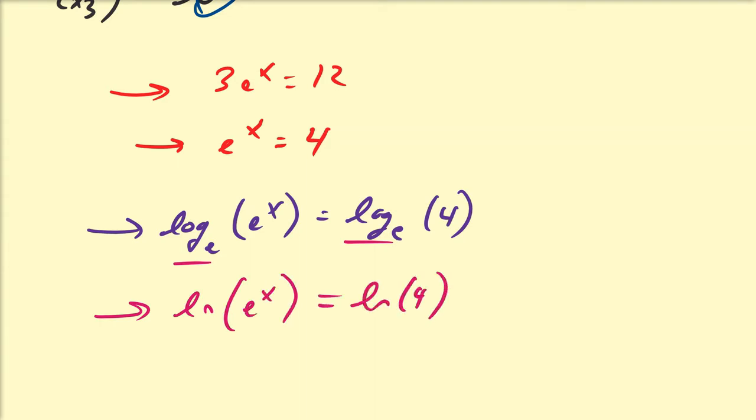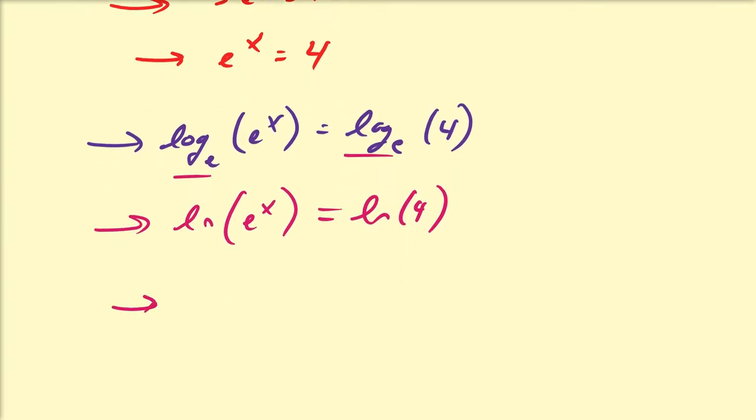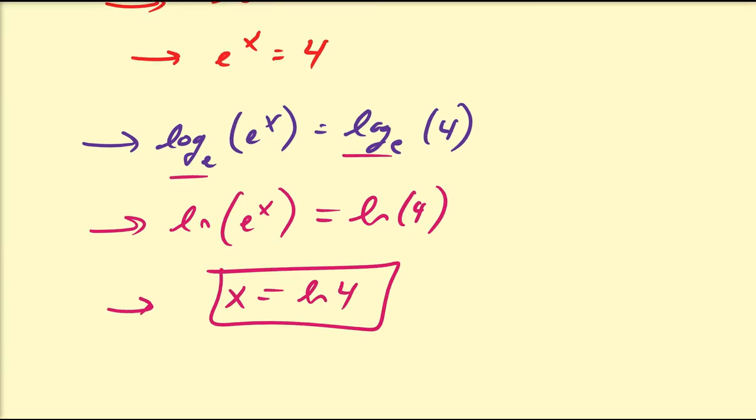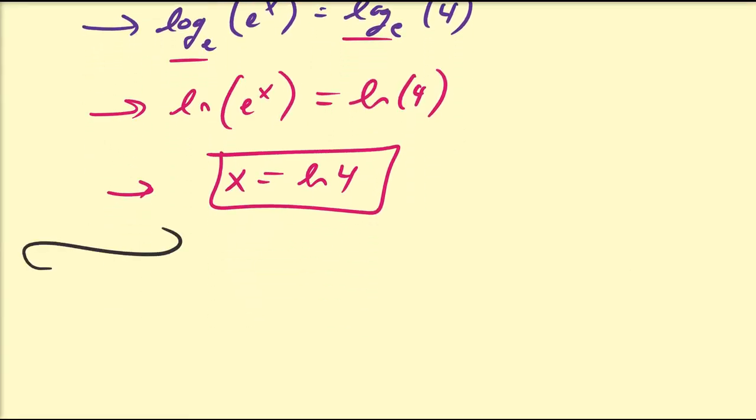Right? So the natural log of e to the x is just equal to x. So we have that x is just equal to the natural log of 4. So that's our solution. Let's do a few more examples that are a little bit more involved.